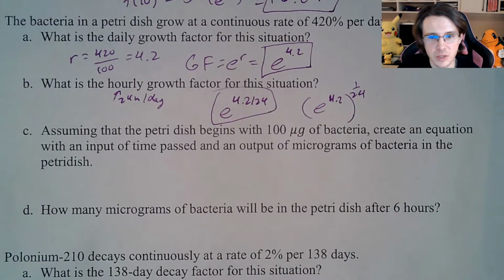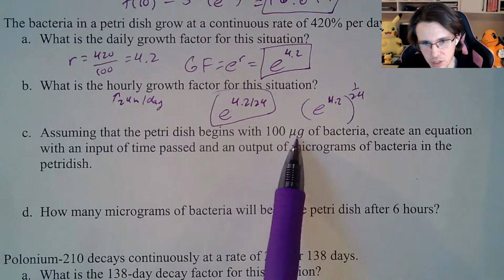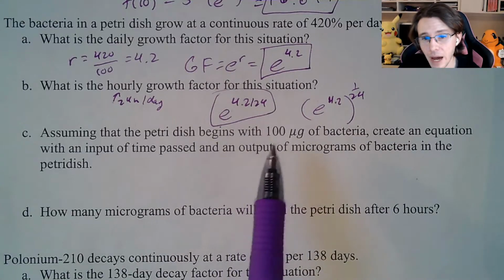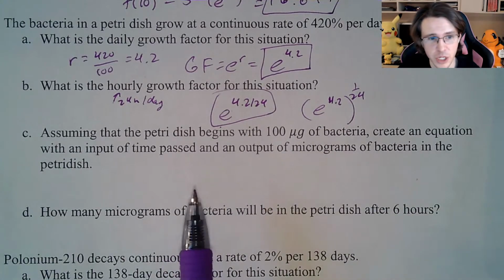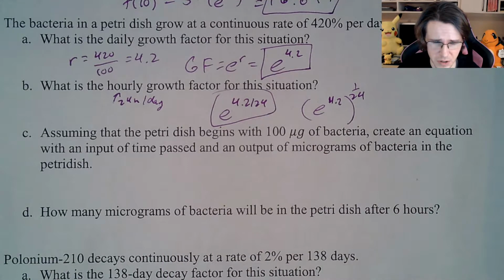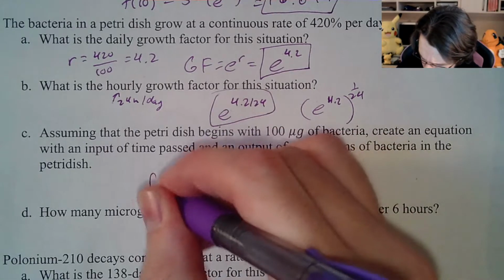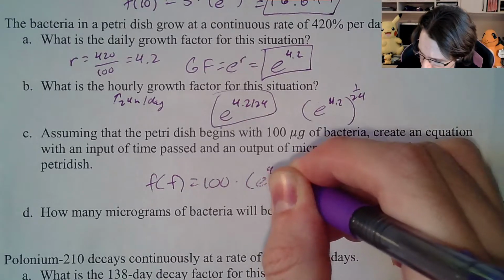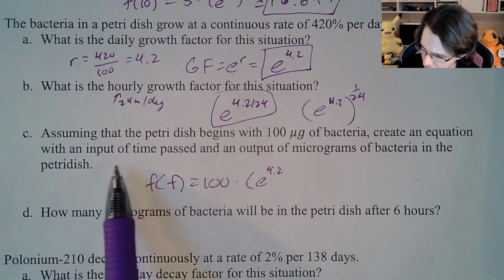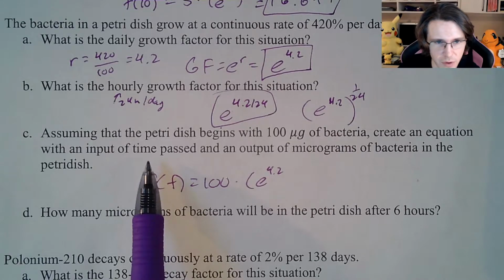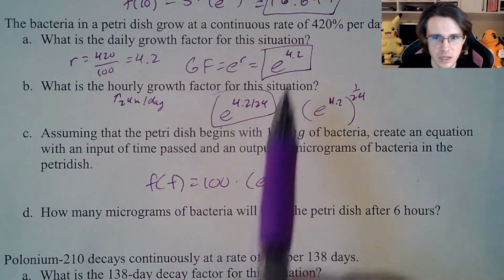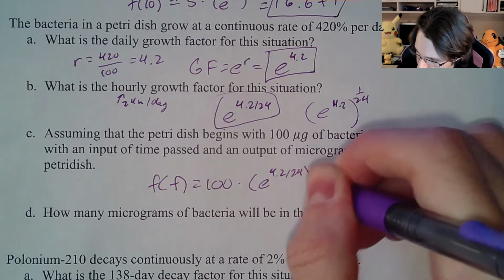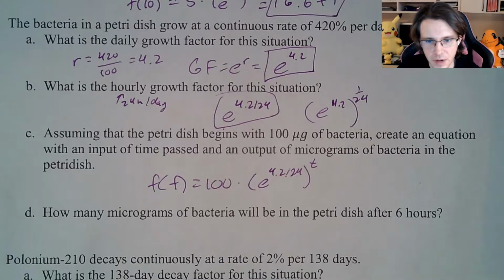Assuming the petri dish begins with 100 micrograms, that's how you say that. It's a mu, the Greek letter mu, and it stands for micro. So 100 micrograms of bacteria. Create an equation with input of time passed and output of micrograms of bacteria in the petri dish. So we got f of t, same idea as before, starting with the initial value, multiplied by the growth factor, and it's input of time passed. I didn't really tell you if it could be hours or days, so either one of these numbers is fine for that guy to the power t.